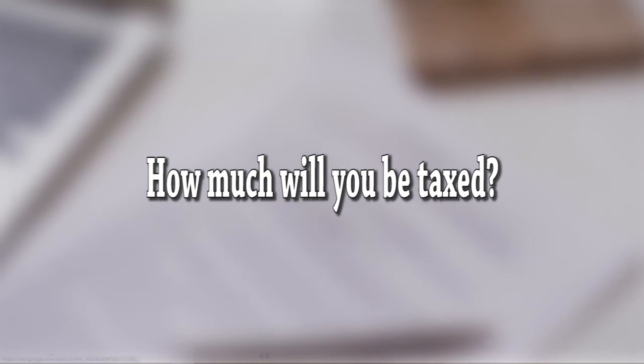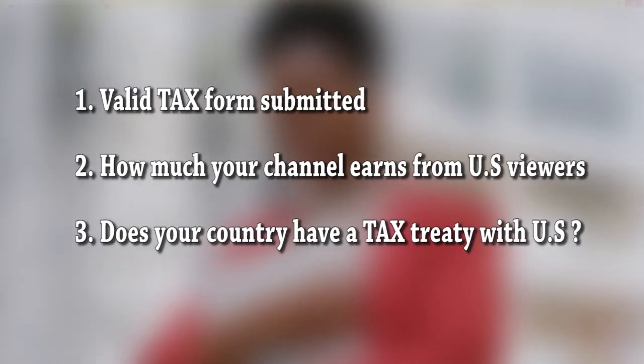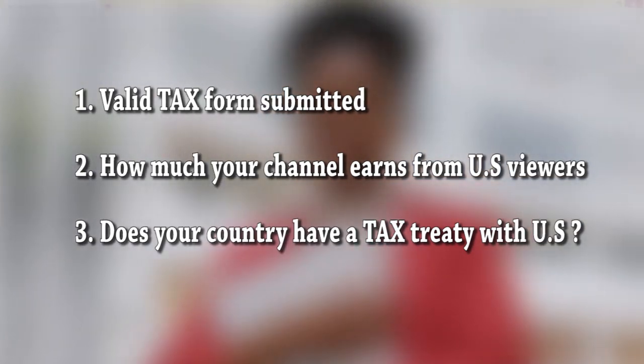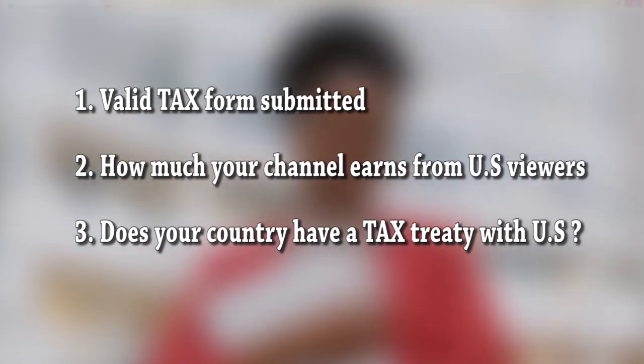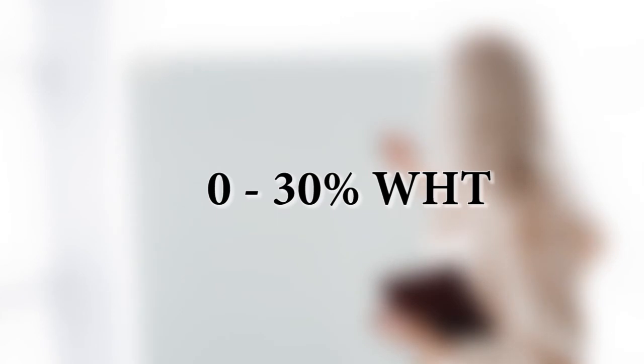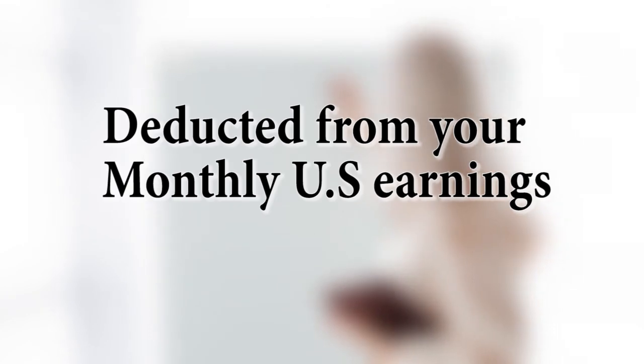So how much will you be taxed? This will depend on the following: if your valid tax form has been submitted, how much your channel earns from the US viewers, and if your country has a tax treaty with the US. So let's take the first one. If your form has been submitted, a tax withholding rate will be allocated to your channel, and this withholding rate is always between 0 to 30% depending on your country. This will therefore be applied to your monthly US earnings from your AdSense.